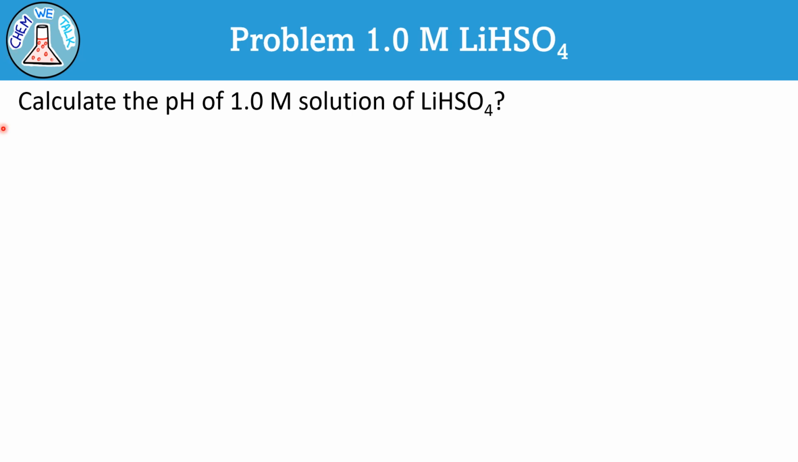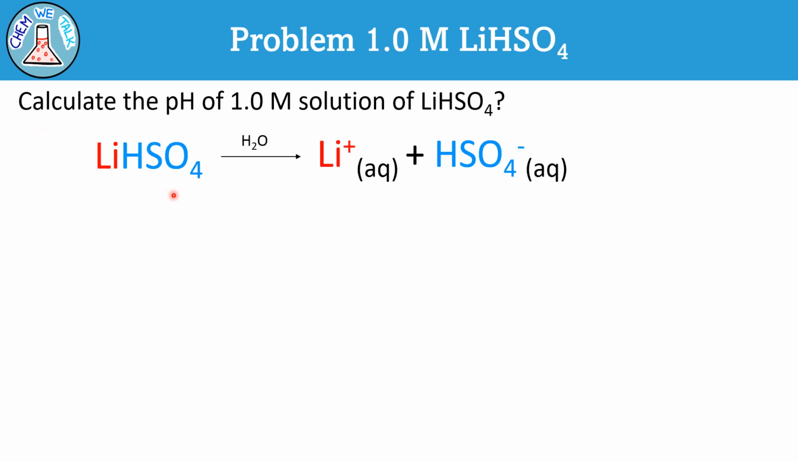Alright, without further ado, let's move on to the actual problem that we're going to discuss today, which is calculating the pH of a 1 molar solution of lithium bisulfate. As usual, whenever we have a salt, we break that salt apart into its ions. In this case, they're going to be Li+ and HSO4-, and we see which base and which acid produce those ions.